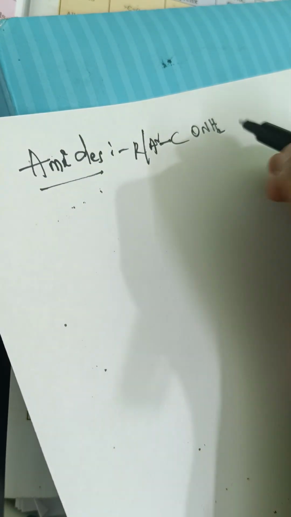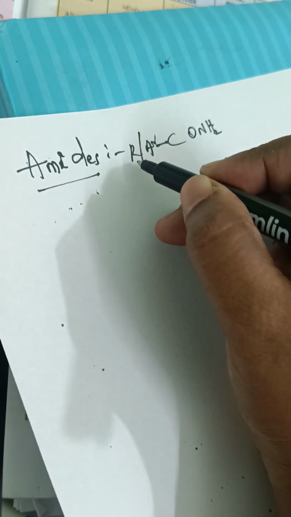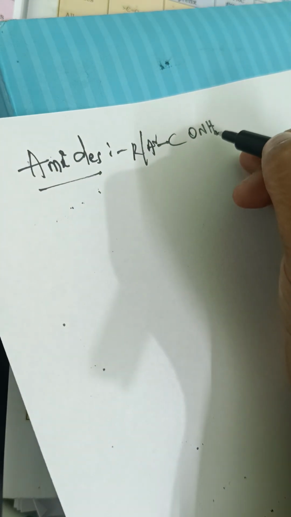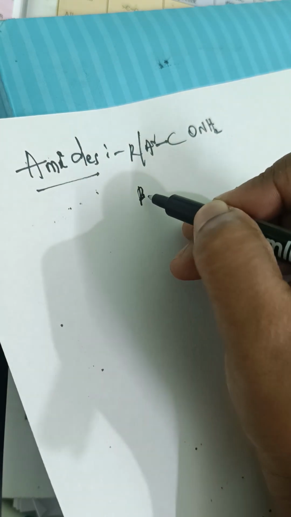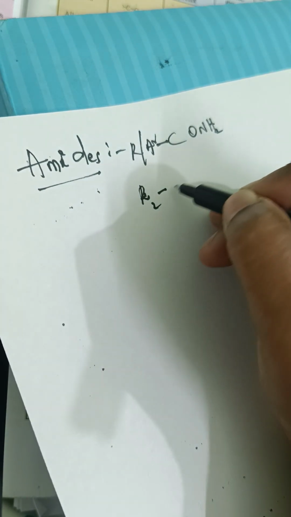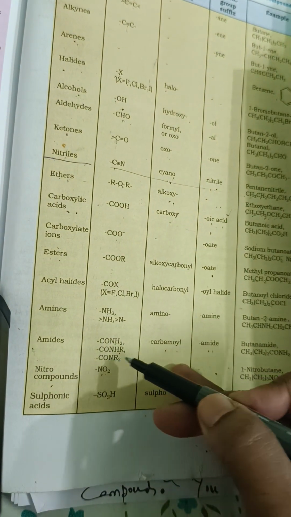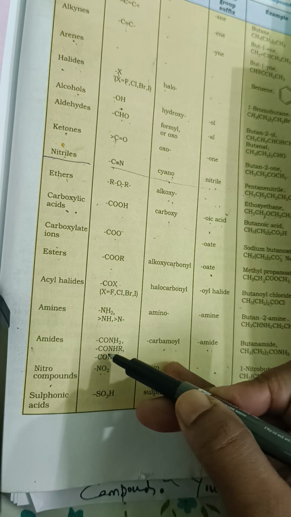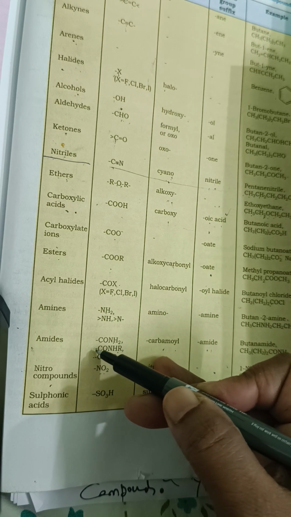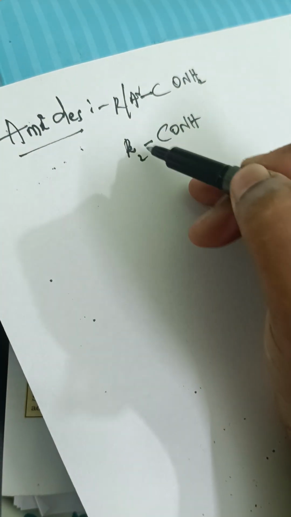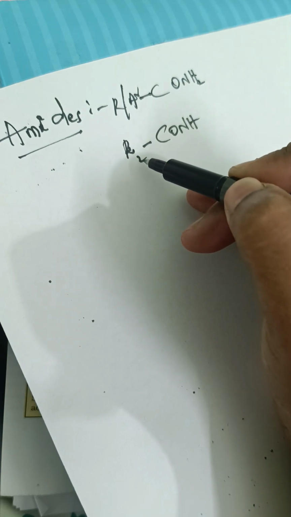Now you can see here, if one alkyl group is present, how many hydrogens are replaced? One hydrogen is replaced by one alkyl group. That's why the hydrogens are 2. If one more alkyl group is substituted, the formula will become R2CONH. See here, CONH, R, and one more bond is here. So I have taken two alkyl groups here.